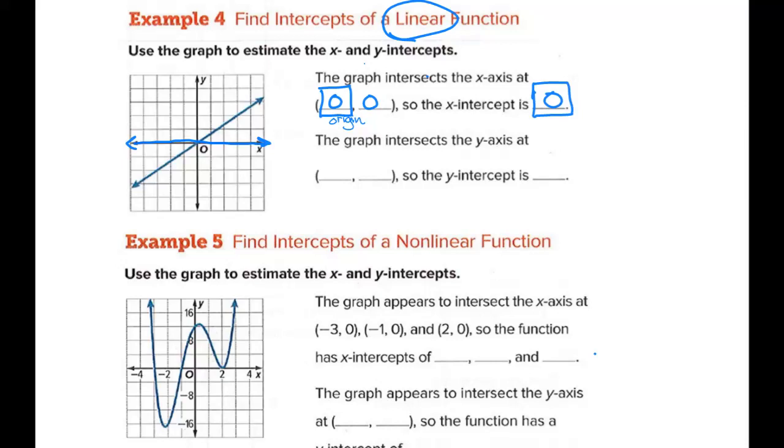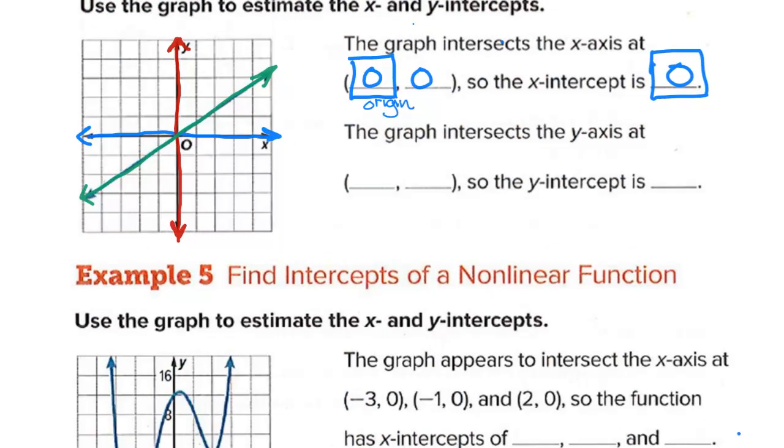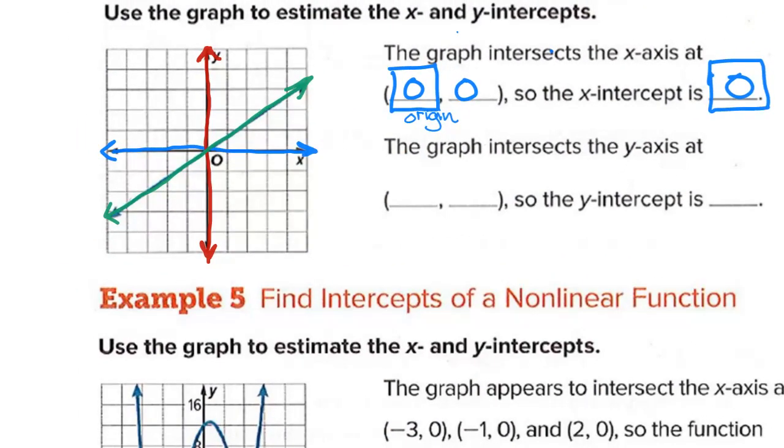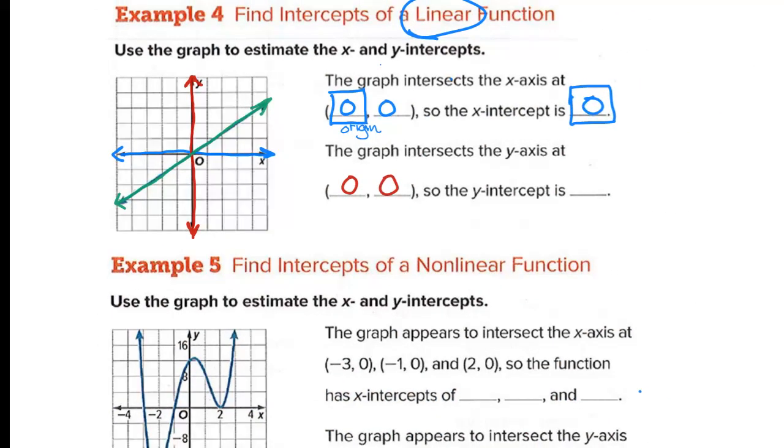Do you know what the next one is? The graph intersects the y-axis. The graph intersects this y-axis at what point? Here's your graph in green, if you look up here. At what point is it crossing the y-axis? 0, 0 again. So the y-intercept is going to be the y-coordinate, which is 0.